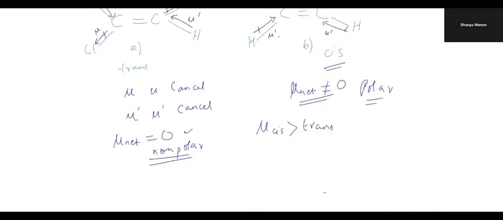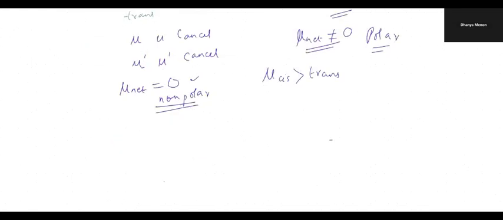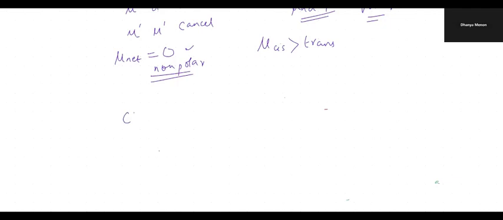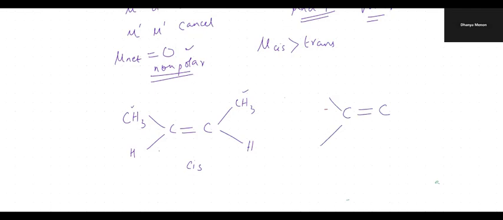Okay, now let's take another example where I have methane, hydrogen, double bond, CH3, H. Here you can see both the methyl groups are in the same direction. So this is the cis form. Okay, take another example where methyl is in the opposite direction. So that means it is the trans form.